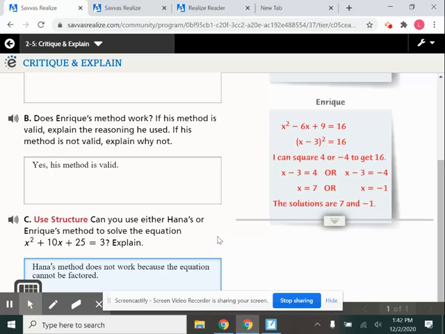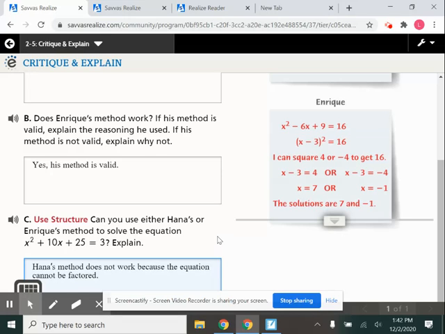So Enrique's method would work. You could factor the x squared plus 10x plus 25 to be x plus 5, the quantity squared, and then take the square root of both sides. You would actually end up with a square root of 3 in your answer. So that is one way that his method is superior over Hannah's.